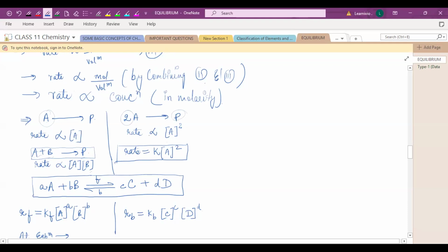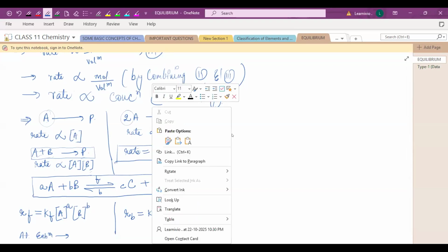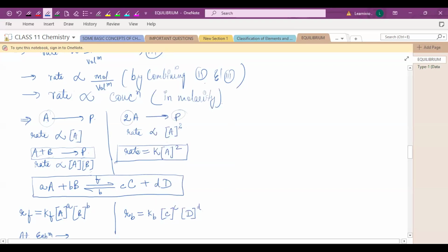So rate is directly proportional to the concentration of A, and the power will become the stoichiometric coefficient. Whatever is multiplied to this reactant A, you have to write it as a superscript. You will use this as a power. So, what power will you write? Concentration of A raised to the power 2.